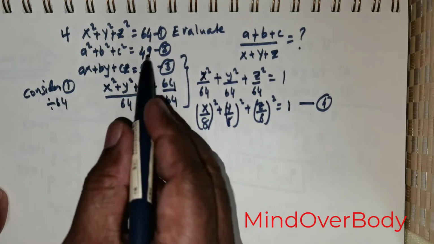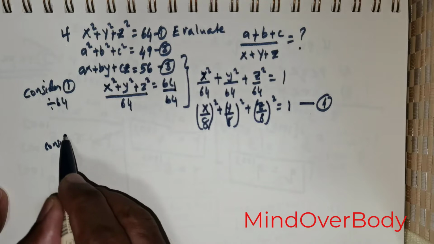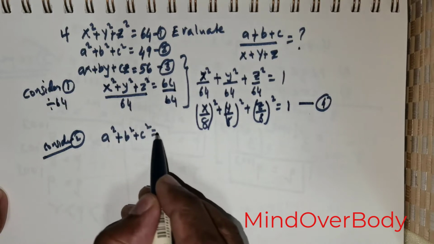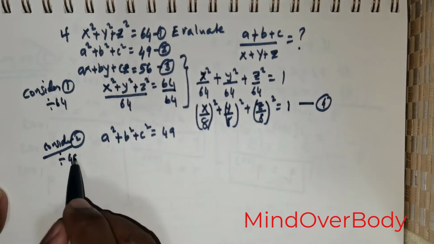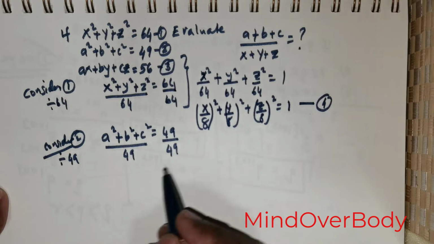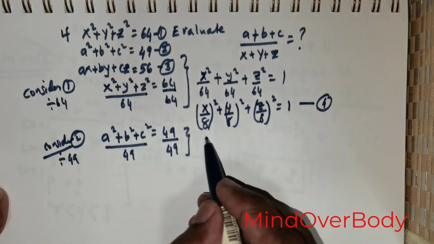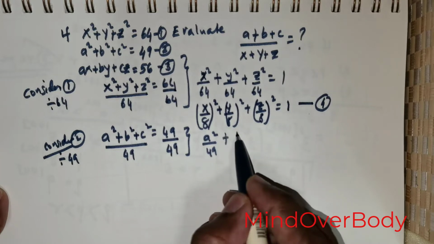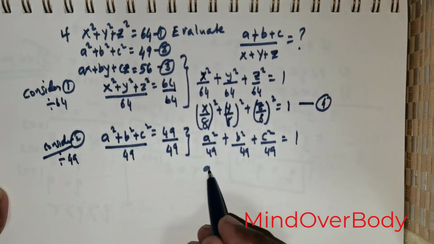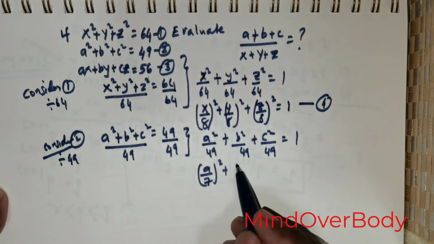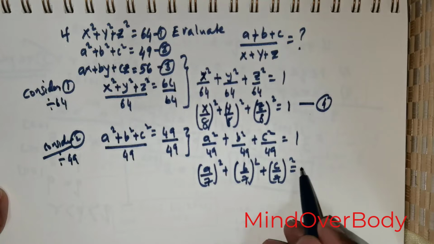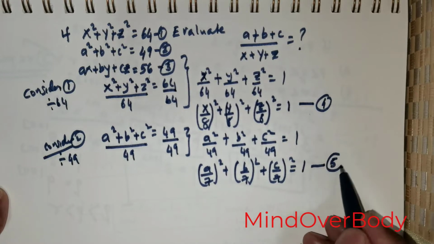Now consider 2. So this is a squared plus b squared plus c squared is equal to 49. I would like to divide both sides by 49. I can rewrite the left side as a squared over 49 plus b squared over 49 plus c squared over 49 is equal to 1. I can further rewrite this as a over 7 raised to the power of 2 plus b over 7 raised to the power of 2 plus c over 7 raised to the power of 2 is equal to 1. I'm going to name it as 5.